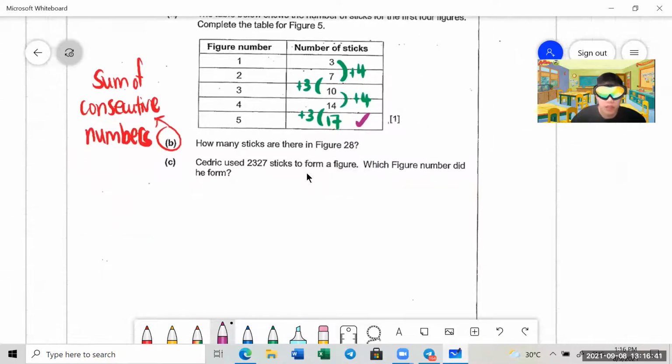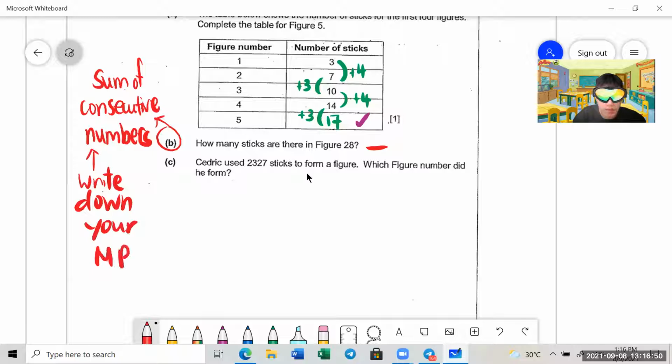How many sticks are there in figure number 28? Always remember to write down your MP. What's MP, DJ Joseph? MP basically means mathematical pattern. Always write down your MP. So let's do that together.